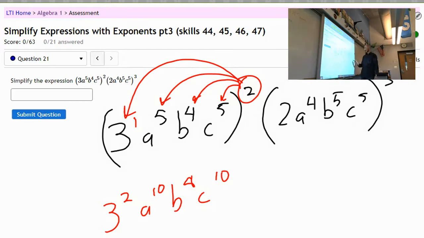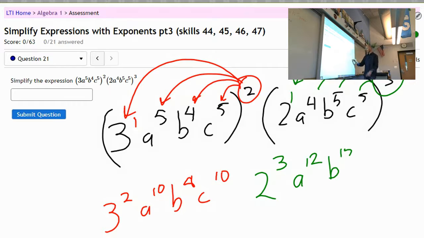Next set of parentheses. Again, a whole bunch of stuff inside the parentheses. It's all being raised to the power of 3. So I'm going to take the power of 3 and multiply it onto each of those existing exponents. So the base of 2 had an exponent of 1. 1 times 3 is 3. For the A, 4 times 3 is 12. For the B, 5 times 3 is 15. For the C, 5 times 3 is also 15.